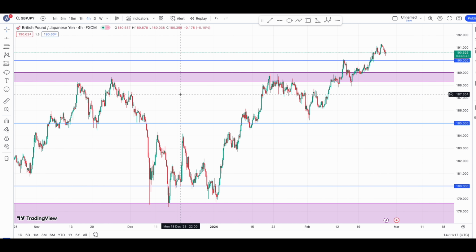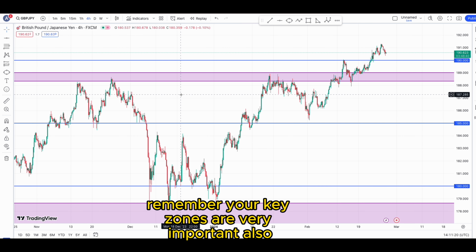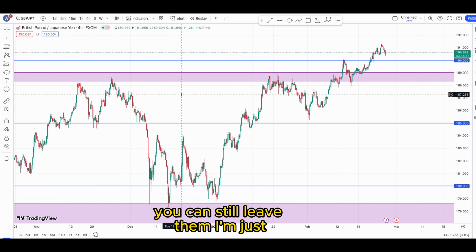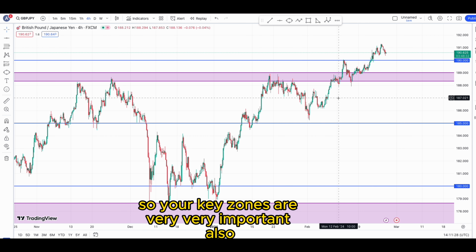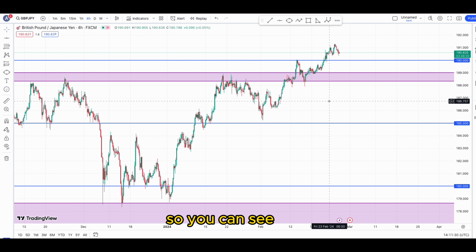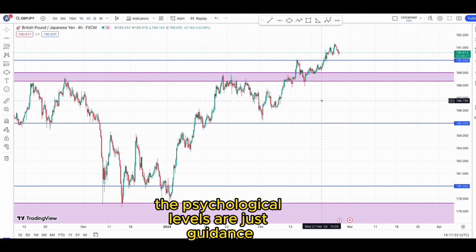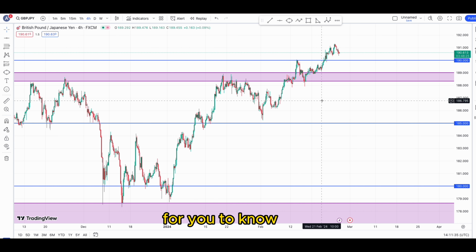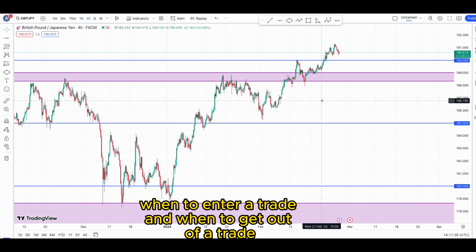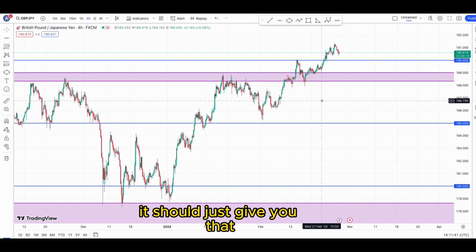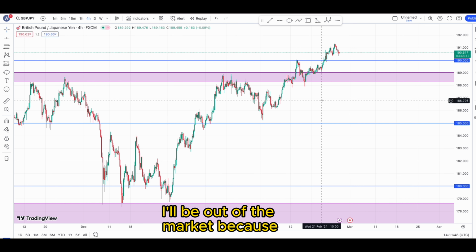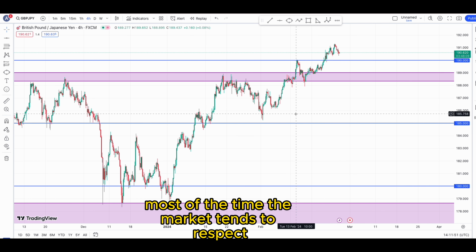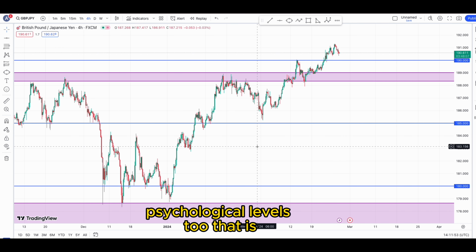You can see. Remember, your key zones are very important also. You can still leave them. I'm just deleting it so that it will be clearer for you. So your key zones are very, very important also. You can see the psychological levels are just guidance for you to know when to enter a trade and when to get out of a trade. It should just give you that psychological idea that, okay, if this market gets to this psychological level, I'll be out of the market, because most of the time the market tends to respect psychological levels too.